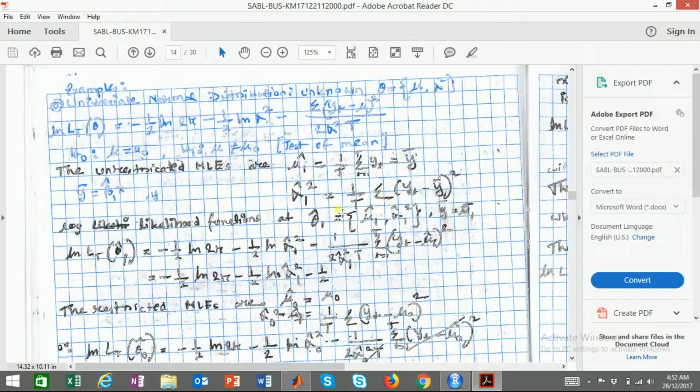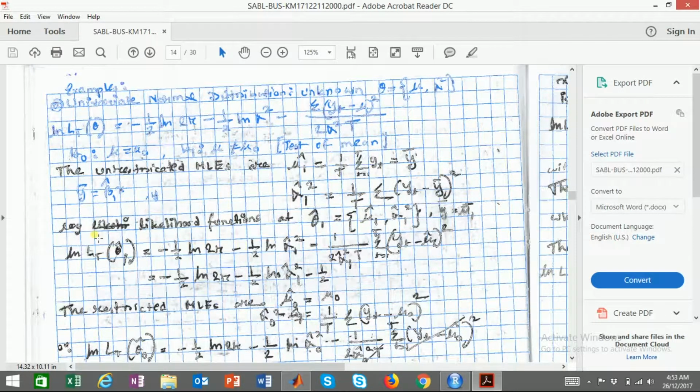The unrestricted maximum likelihood estimators are mu 1 equals the mean, the summation of yt, or the mean of y, and sigma 1 whole square for the unrestricted maximum likelihood estimator is the mean of (yt minus the mean) whole square. So for the unrestricted, we have the sample mean and the difference between the observation and the mean, yt minus, instead of mu, the sample mean, and we are taking the mean of it.